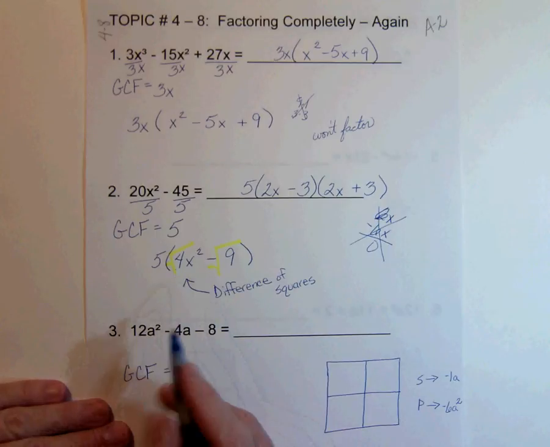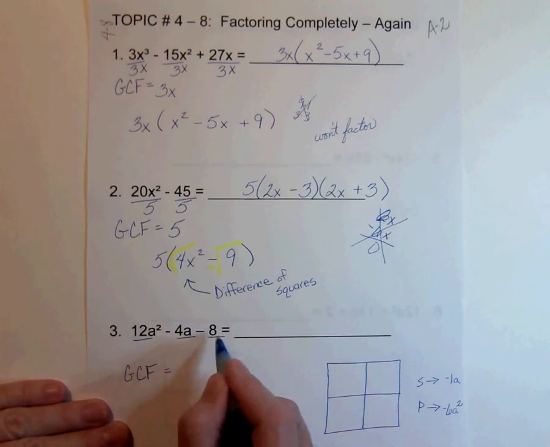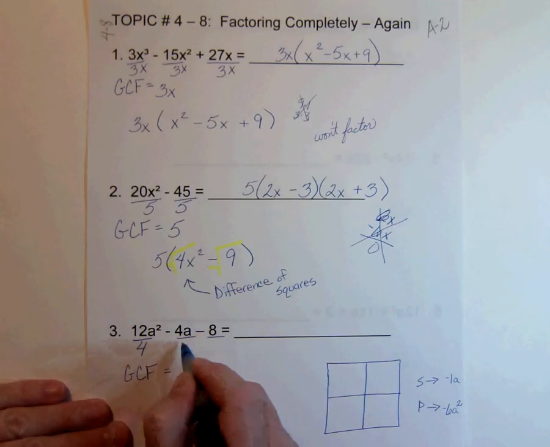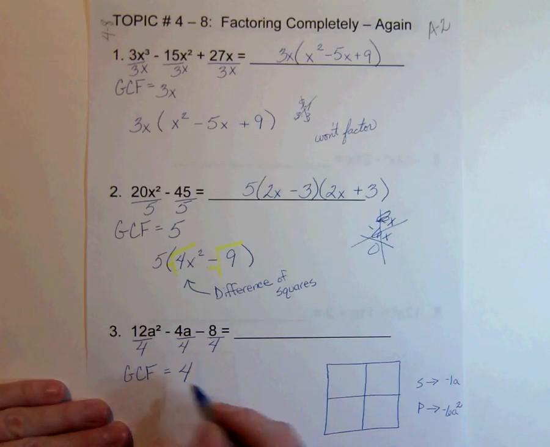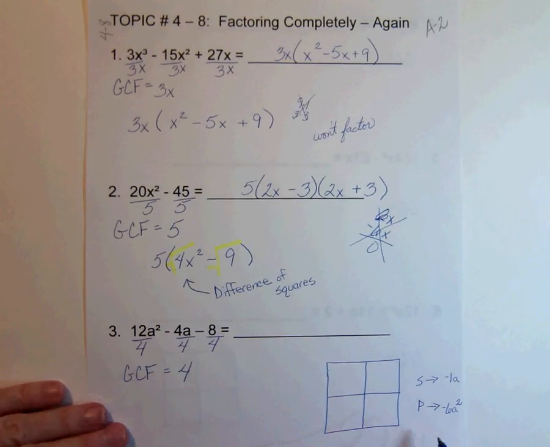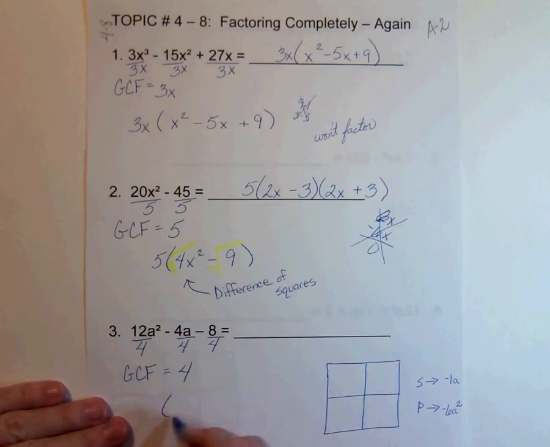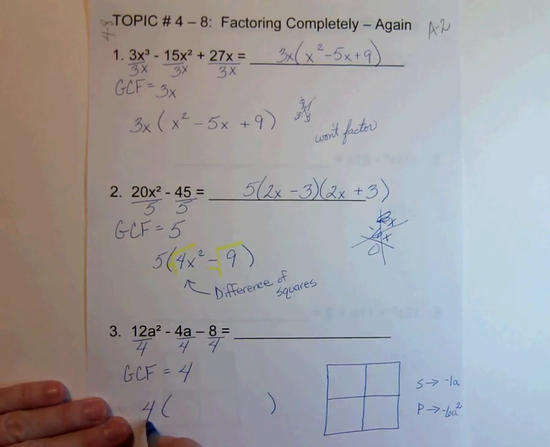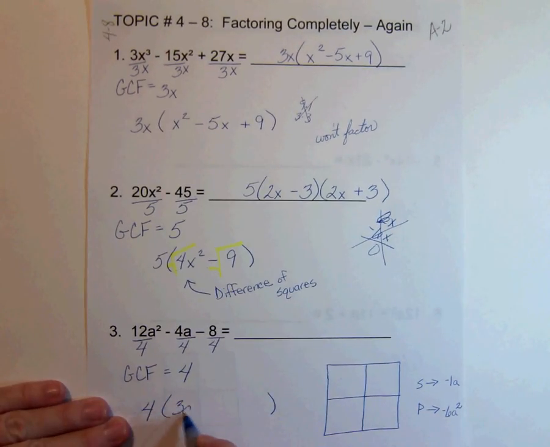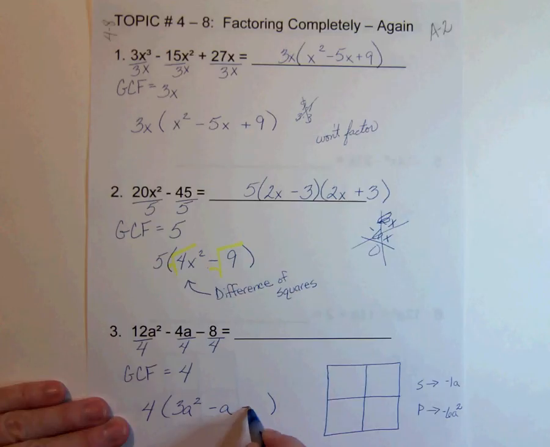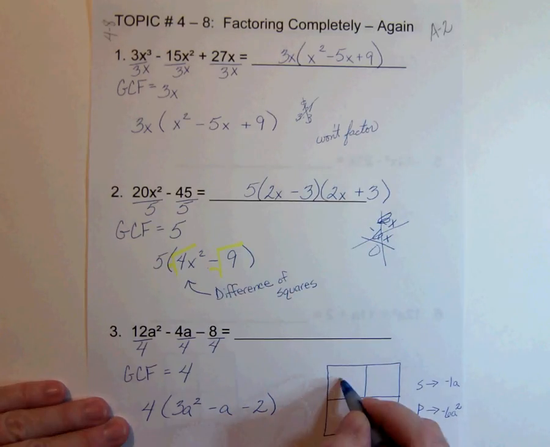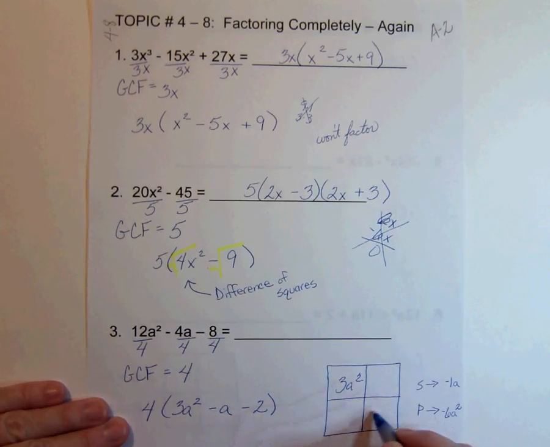That's why there is no middle term in this binomial. Okay, what can be factored out here? Not an a, because there's not an a in every term, but you can factor out a 4. So your greatest common factor is 4. I'll put the box here, so let's use this one. If you're factoring out a 4, let's get the new trinomial. Divide and you'll have 3a squared minus a minus 2. So 3a squared here, negative 2 here.